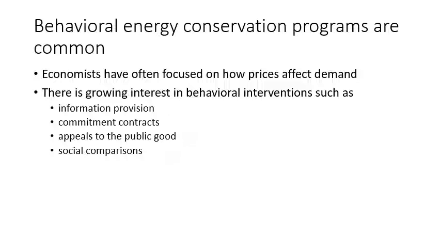There's a growing interest in behavioral interventions such as information provision. In other words, for home energy consumption, maybe we provide consumers with information on ways to conserve energy. This is not a change in the price of electricity or energy, but a change in how consumers perceive their energy consumption. We might provide commitment contracts, things that cause consumers to commit to certain behaviors. And then appeals to the public good. We might send consumers information on what their energy use is doing to the environment. And we might send consumers information on social comparisons. And we'll see an example of this on the next slide.